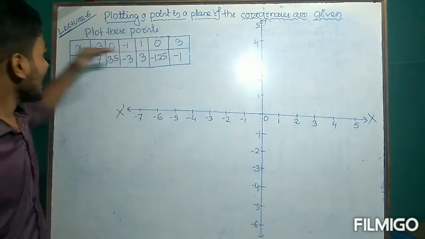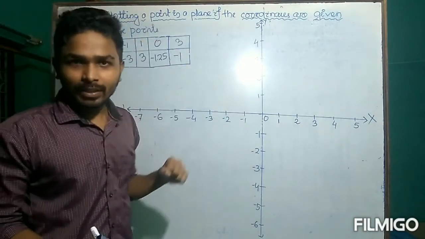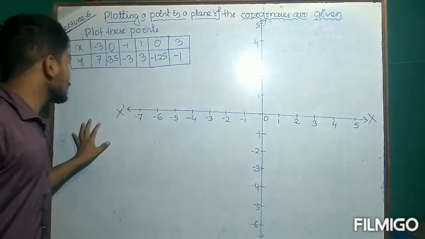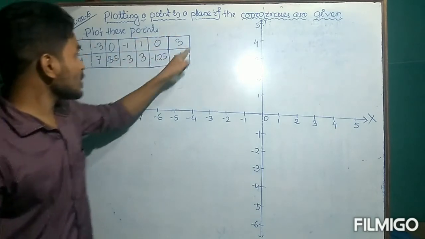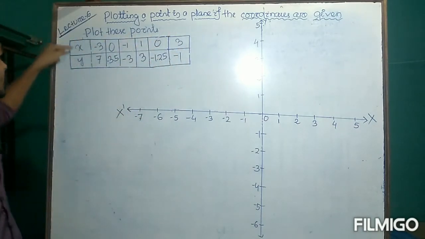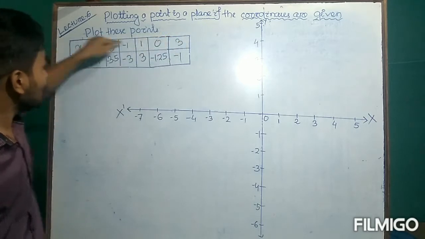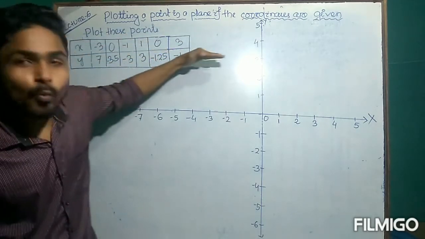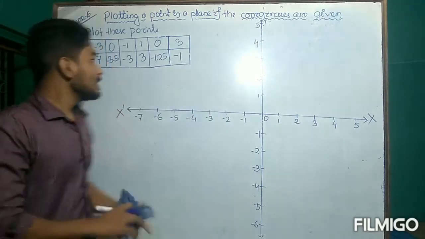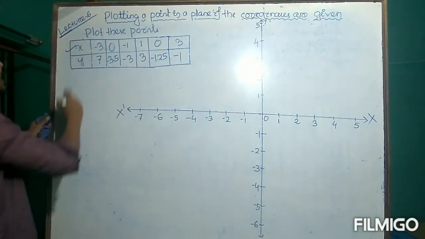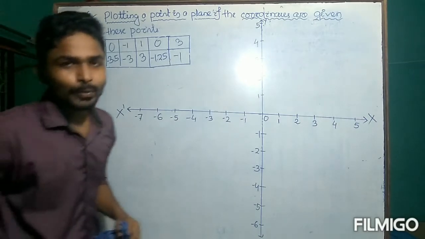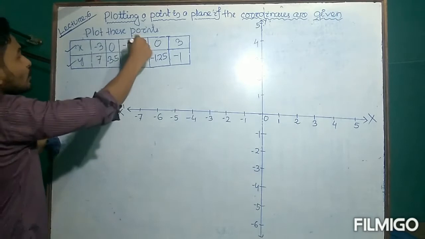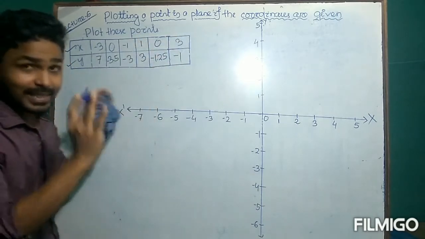And now let us plot or locate some other points on this Cartesian coordinate system if the x coordinates and the y coordinates are given in this format. So here is the question, and it is just like a box. In this box, this row represents the x coordinates, and this row represents the y coordinates. Now how many columns are there except this? 1, 2, 3, 4, 5, 6. So there are 6 columns.